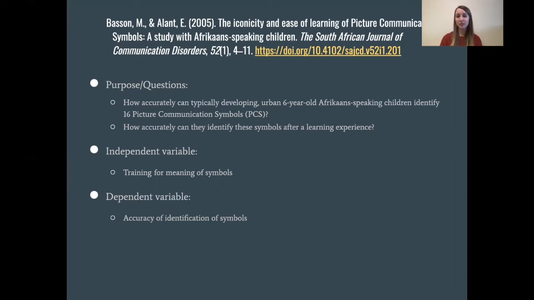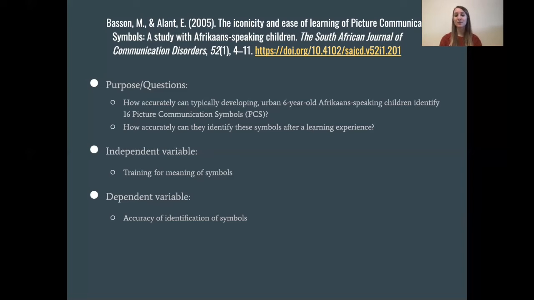For the procedure, they had 46 participants split into control and experimental groups. The test was given over 3 consecutive days. The first day, both groups took the same test. They were given a display with 16 picture communication symbols related to making a bed. The researcher would say the label in Afrikaans 3 times, and then the child would indicate with a marker which symbol the label corresponded to.